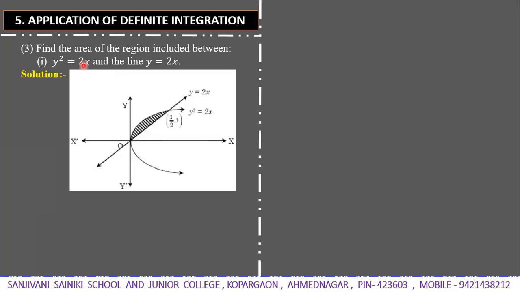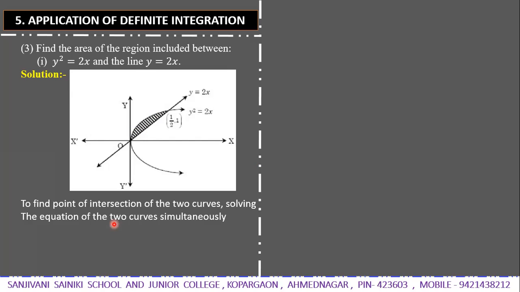y² = 2x is a parabola opening towards the positive direction of the x-axis, and y = 2x is a line passing through the origin. They intersect each other at the origin and at another point. We don't know the coordinates of these two points, and the area between these two curves is this shaded part. So we must solve these two curves simultaneously to find their point of intersection.